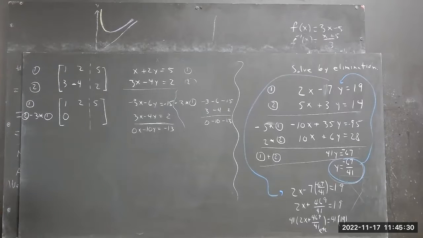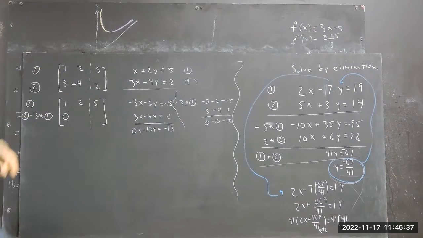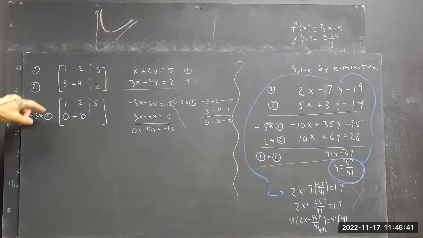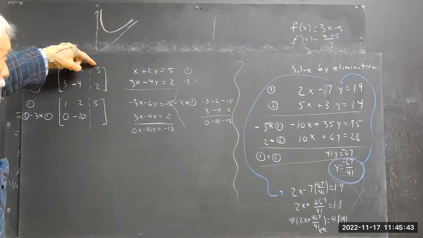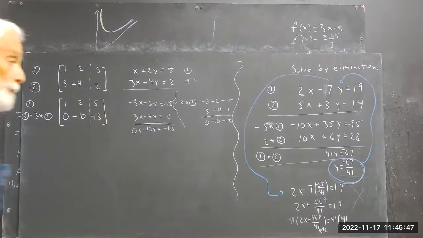Well, then I do negative 3 times 2, which is negative 6, right? And add that to negative 4, that's what gives me the negative 10. And then again, negative 3 times 5 is negative 15. Add 2, I get negative 13.